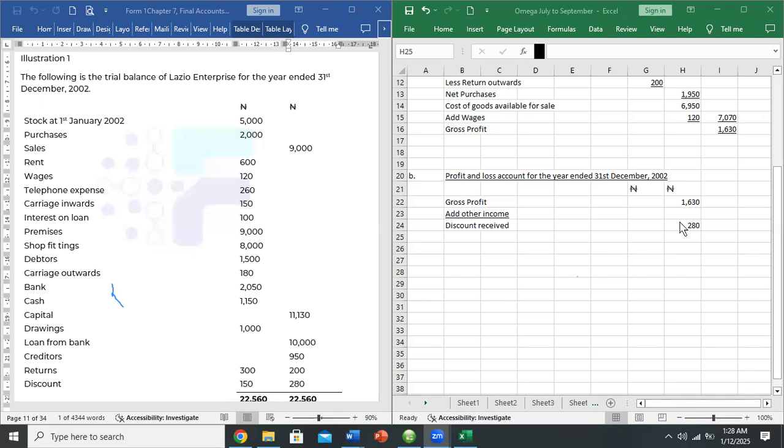Okay. So we add it to the gross profit to arrive at the total income. Let's get our total income. That will be the gross profit plus the discount received, giving us 1,910. Then what is left is the expenses.